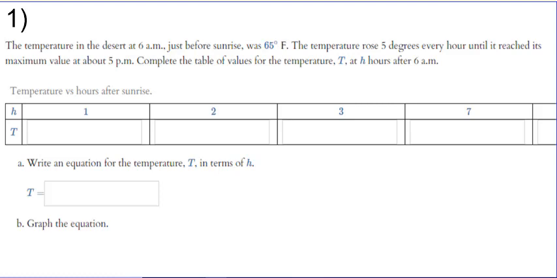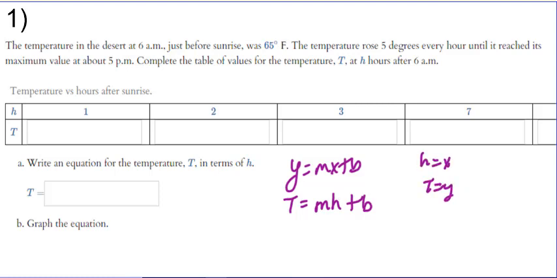So we have to write an equation, right? First thing, before we look at the table, I think that's a lot easier. At 6 a.m., that's the beginning. So we're going to write an equation in the form of y equals mx plus b. And this is really t equals the slope times h plus b. The slope is m. So we're going to write it in terms of t and h, h being an input.